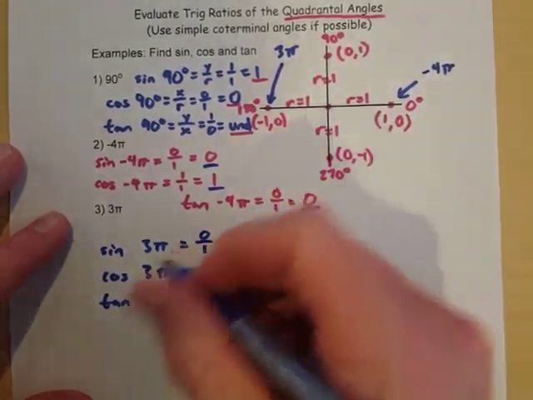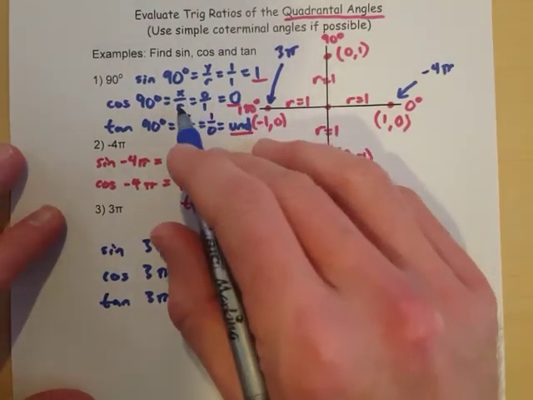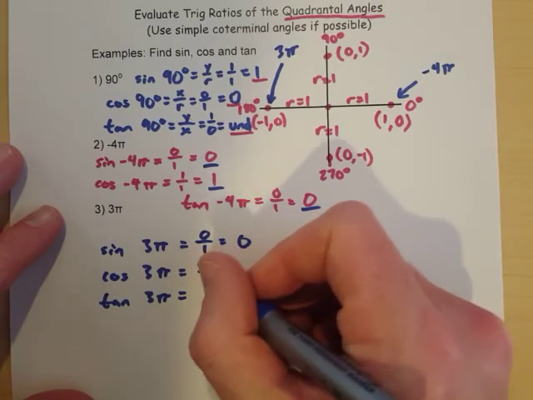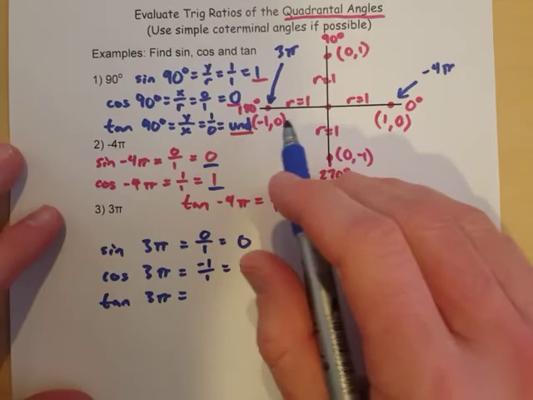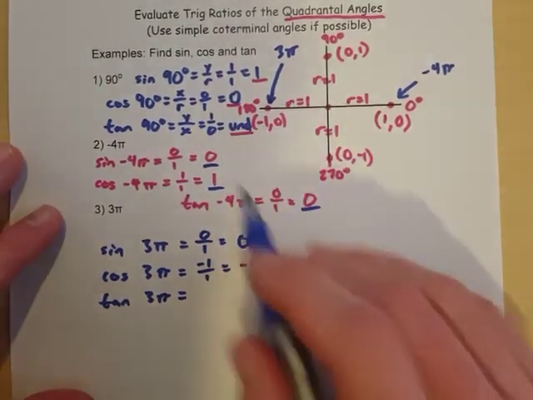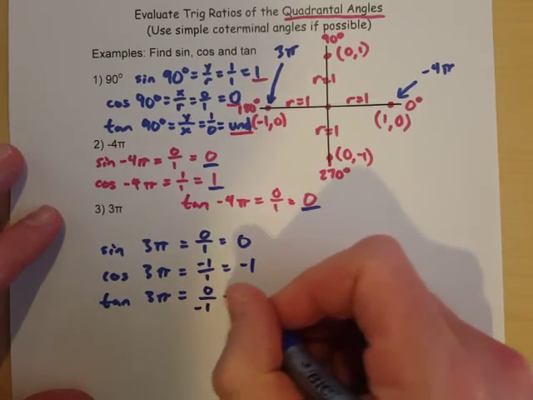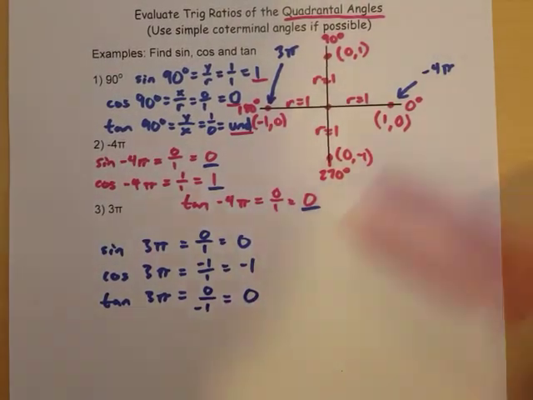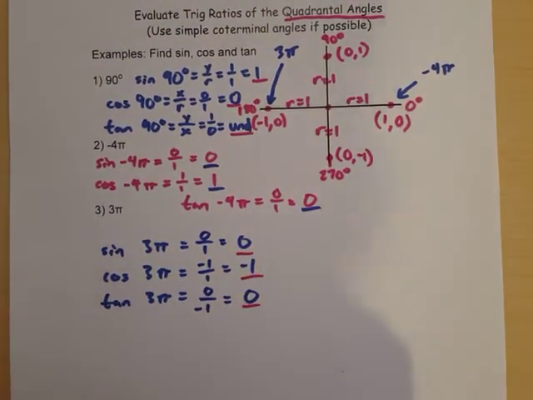So that's 0. Cosine of 3 pi is going to be x over r, so that's negative 1 over 1. Reduces to negative 1. And then finally, tangent is y over x. So that in this case is 0 over negative 1, which simplifies to 0. So again, we have that it's either a 0, it's a 1, it's a negative 1, or it's an undefined.